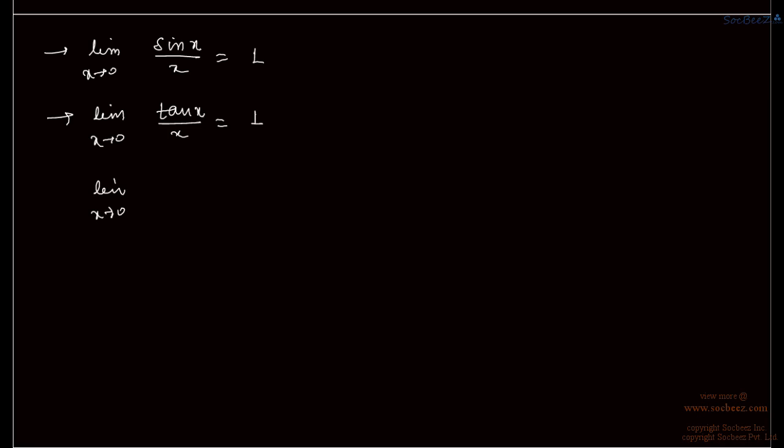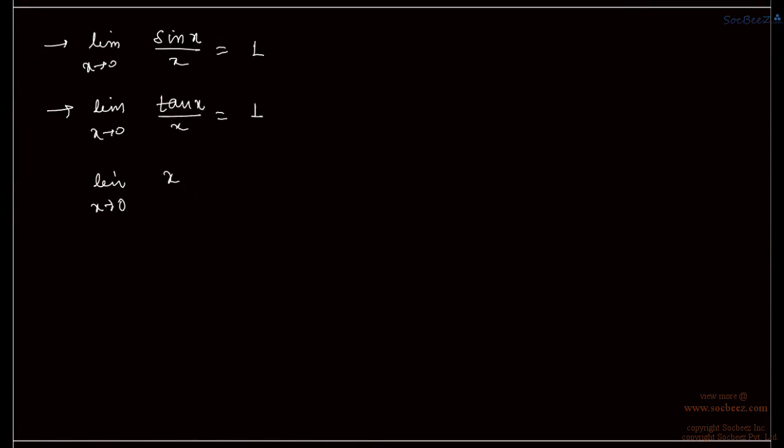We have limit of (x to the power m minus a to the power m) upon (x to the power n minus a to the power n), where x tends to a. This limit is equal to m upon n times a to the power m minus n. Okay, so these are some basic formulas which we are going to use while evaluating the limit of a function.